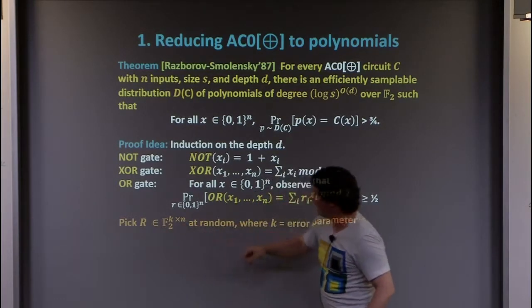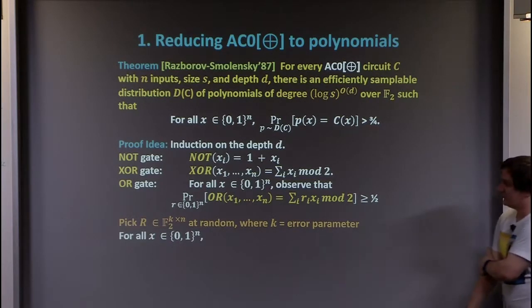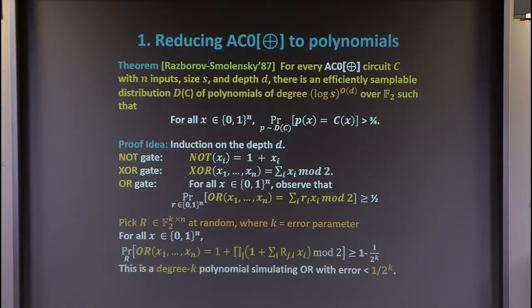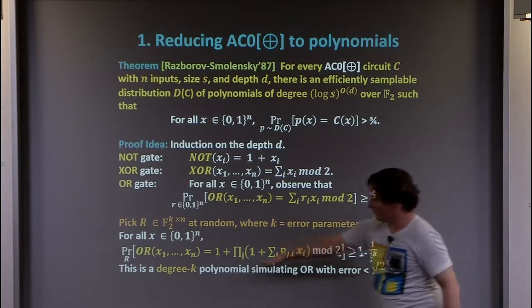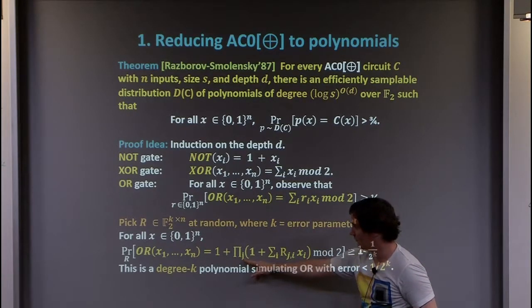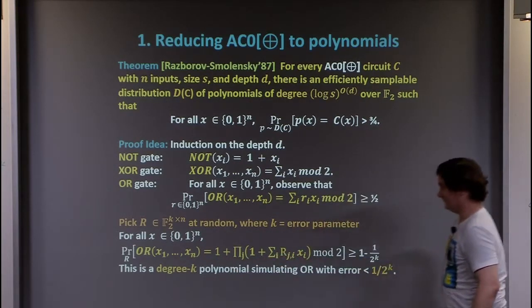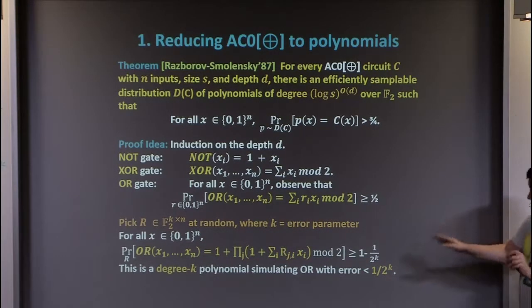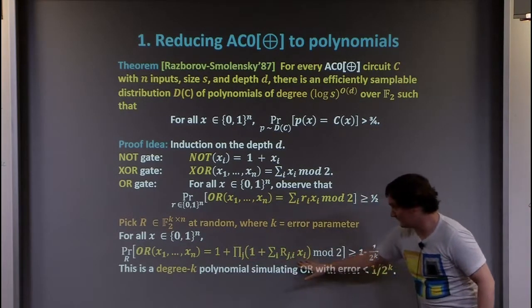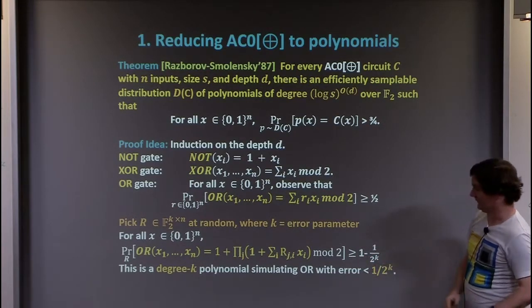Instead of picking one random vector, we pick k random vectors, where k is some error parameter. Think of this as picking a k by n random matrix. For all 0, 1 points, we form the following polynomial. This polynomial is of degree k, so we're taking a product over j equals 1 to k of some sums, and adding 1. I claim that the probability this degree k polynomial agrees with OR on a given point is at least 1 minus 1 over 2 to the k.